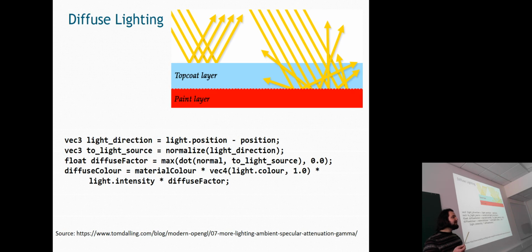Would you like to add? I was just going to say that it's not necessarily for each surface, it's also per fragment, because some surfaces may use normal maps to adjust the normal. Yeah, we'll get to that with flat shading.